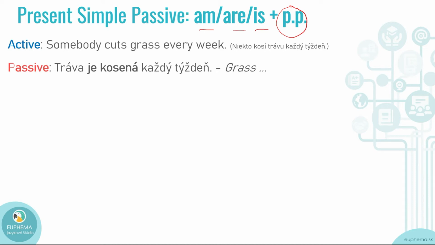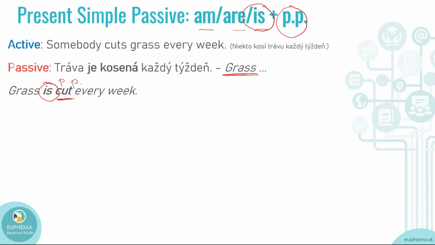So we have to start with grass. Now try to make this passive sentence. Go. Let's see if you're right. So grass is cut every week. Were you right? I hope so. Of course, you had to use this is, as I said before, because grass is the third person. So grass is plus past participle. Grass is cut. This is an irregular verb, so it is cut, cut, cut. Grass is cut every week.